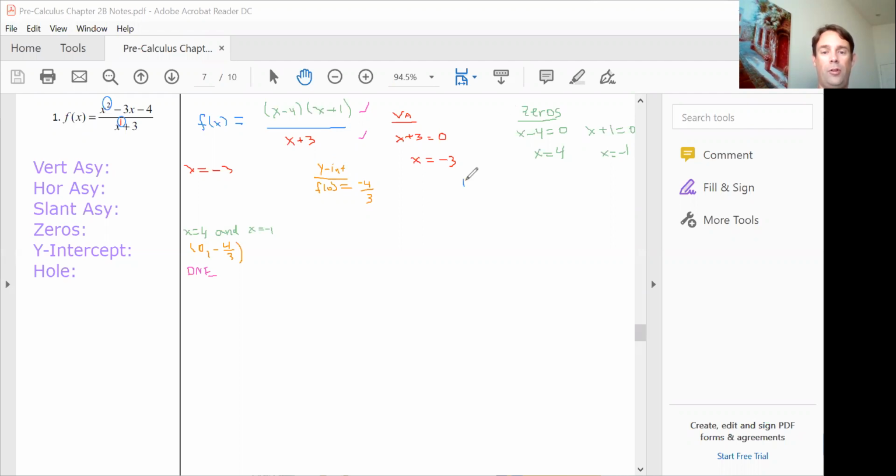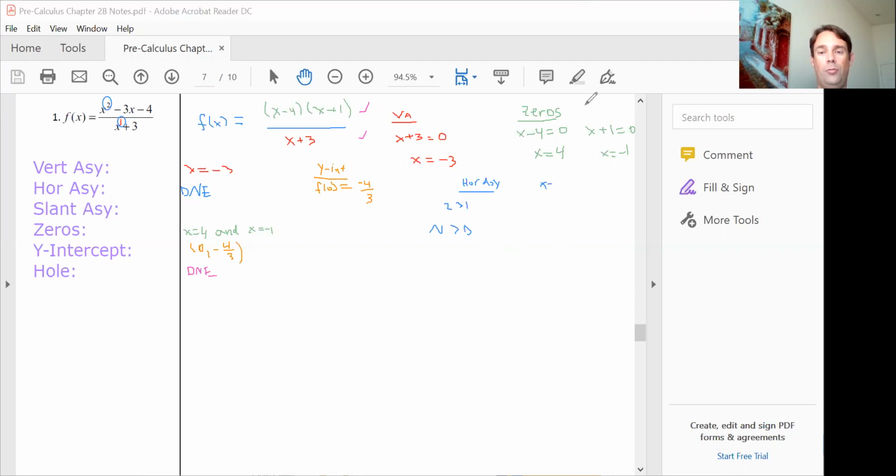So for the horizontal asymptote, when I'm looking at the degrees, I see that 2 is greater than 1. In other words, the numerator is greater than the denominator. What that tells me then is that there is no horizontal asymptote, and instead I have a slant asymptote. So I'm going to have to use division here to figure out what that slant asymptote is.